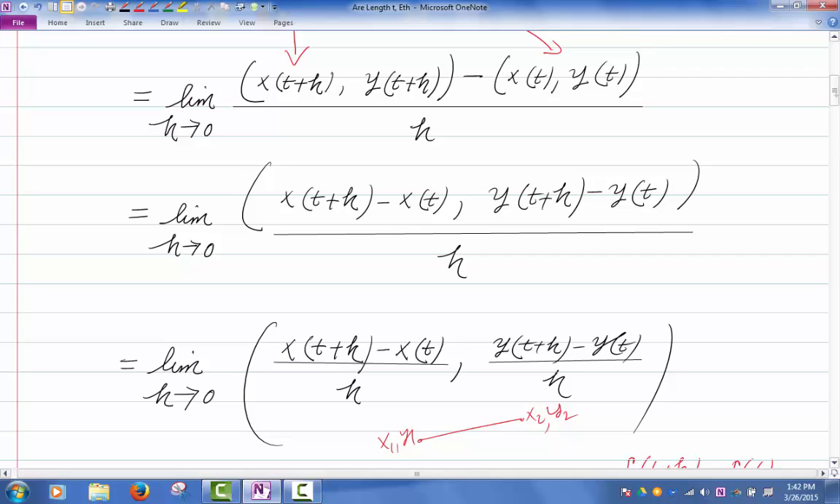Now, once you have that, what is the limit of the first ratio? What's the limit of the ratio involving x? Well, the limit of the ratio involving x is exactly the definition of the derivative of x at t: x of t plus h minus x of t divided by h. So as h goes to 0, you get x prime of t.